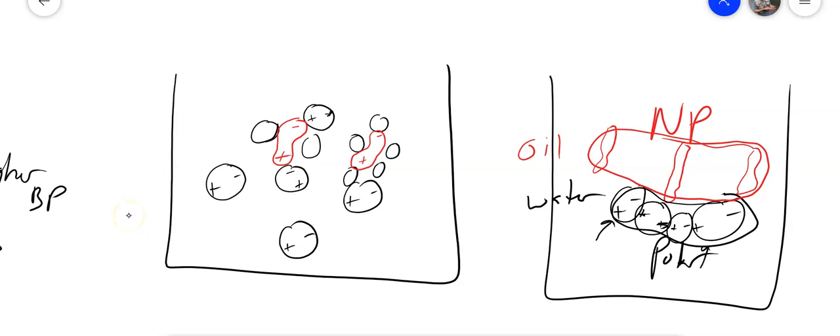I hope this gives you some insight on how we determine whether a molecule is polar or not, and also some of the properties and the reasoning behind the properties of polar versus nonpolar molecules.